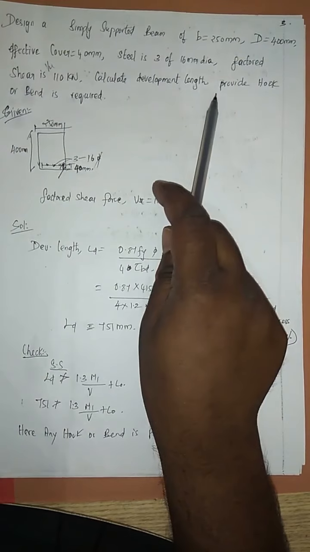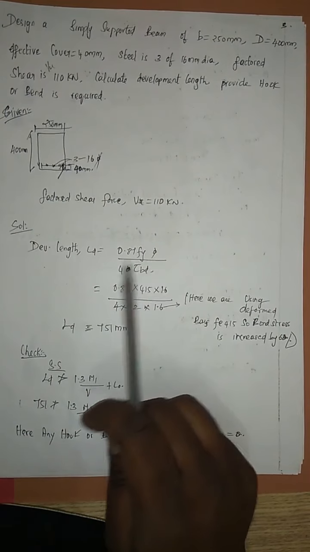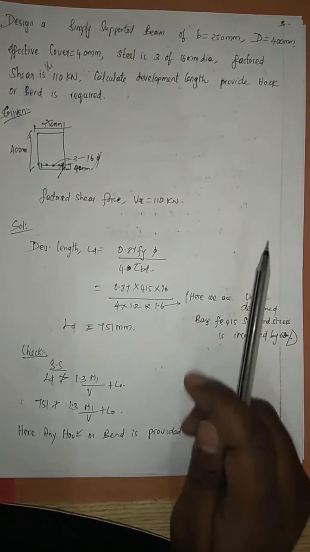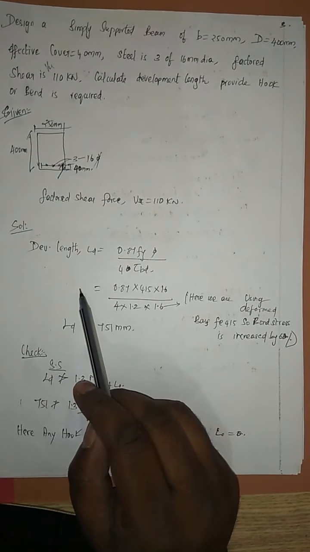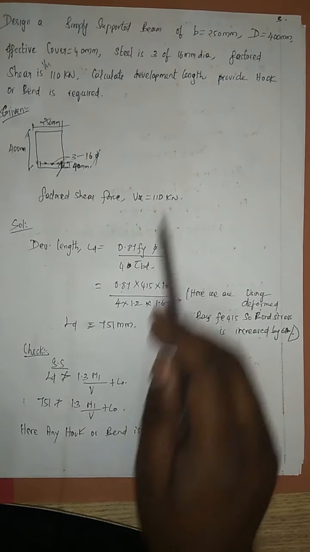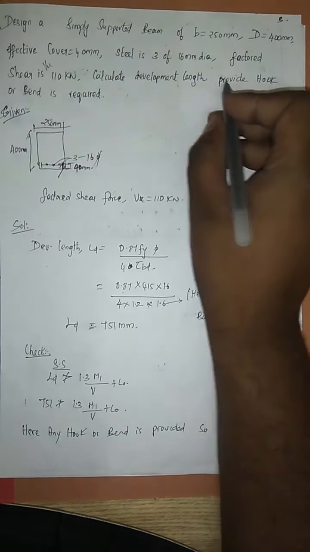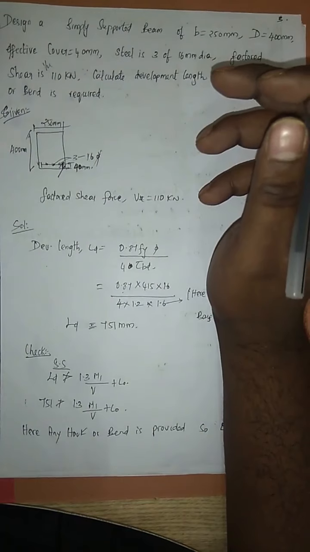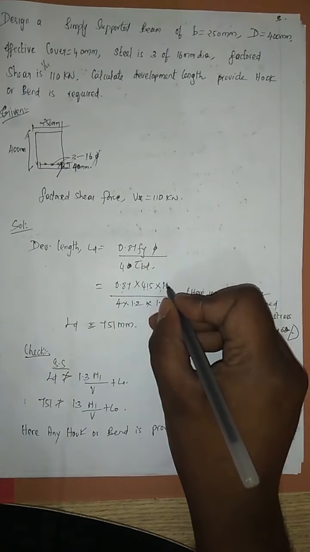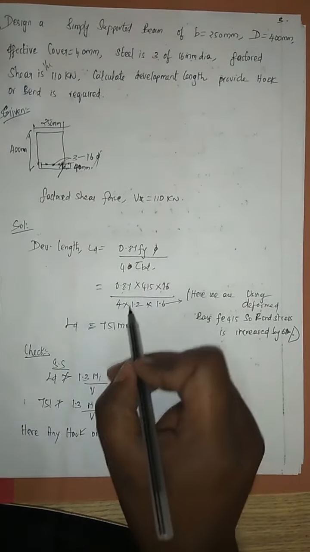We have to find the development length. As you already know, development length Ld is equal to 0.87 Fy into phi divided by 4 tau bd, from IS 456 2000 page number 43. Then substitute the values. 0.87 Fy, that is 415. In this question Fe is not given, so take M20 and Fe 415. If it is not given, you should take the common value 415 for Fy. Into the diameter, 3 bars of 16 mm dia. So substitute 16 divided by 4 into tau bd.